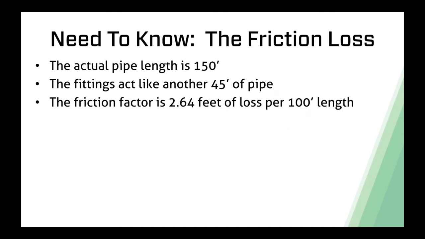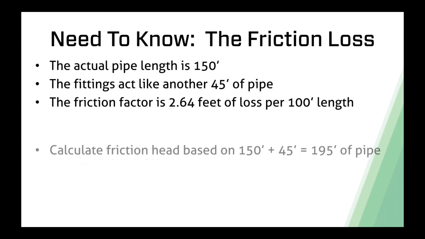So summing up what we know here, the actual pipe length is 150 feet, but the fittings act like another 45 feet. So we're going to add those two values together, 150 feet plus 45. We have a friction loss factor of 2.64, and that 2.64 feet of loss accumulates for every 100 feet of pipe that we go through.